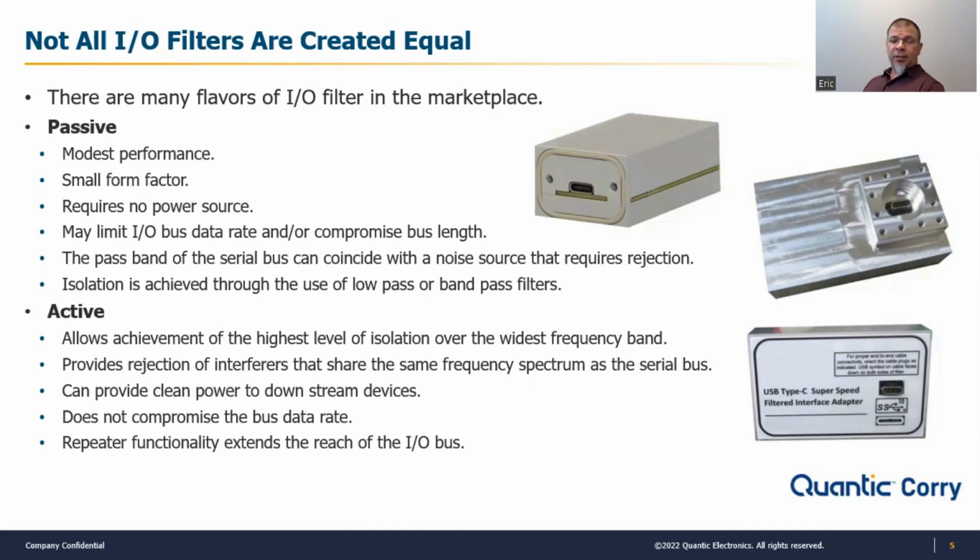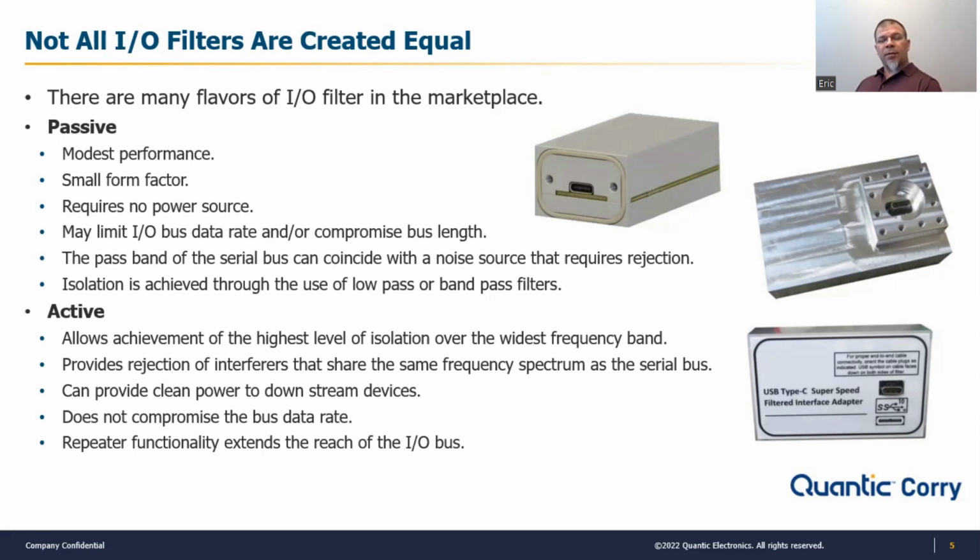Whereas in an active filter, you've got internal circuitry that's buffering your communications bus, and so it doesn't load down the filter, and it allows for really faithful transmission of the data that you want to get back and forth through the filter.